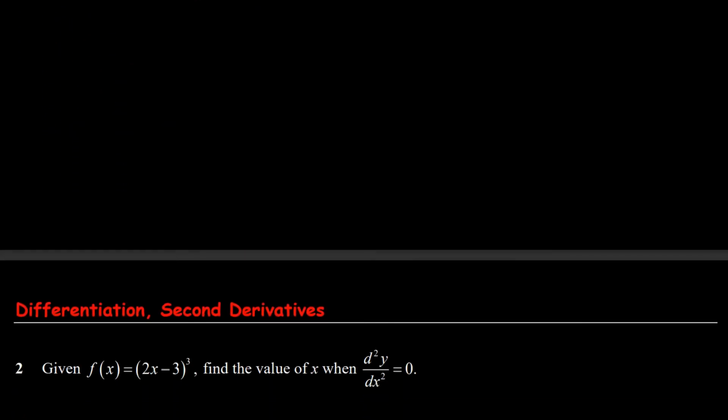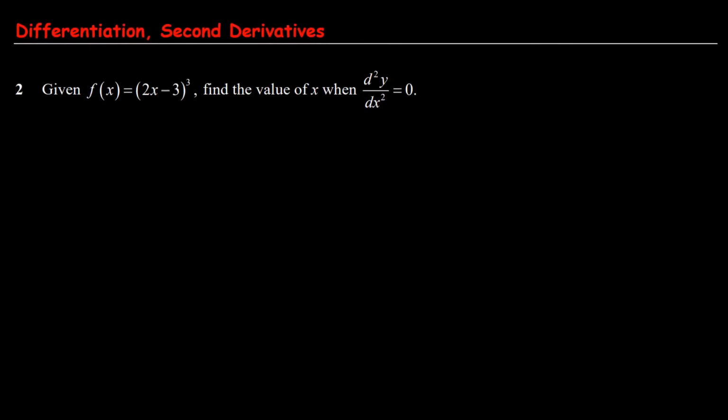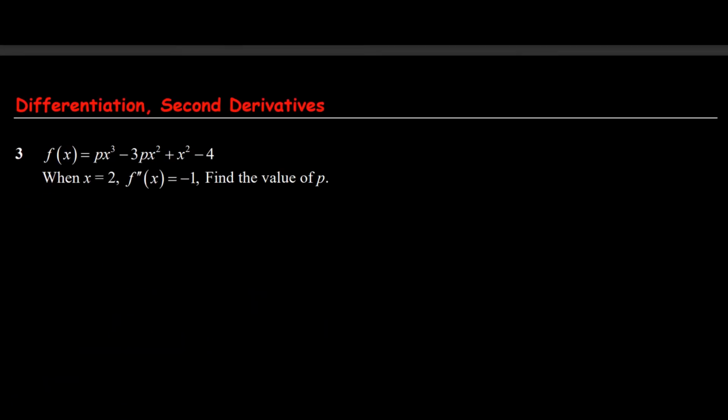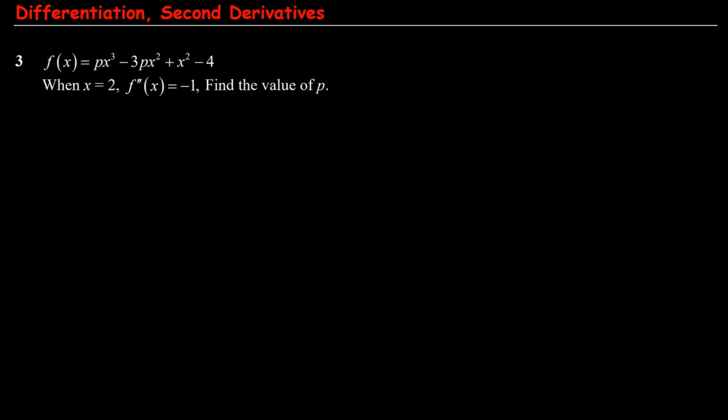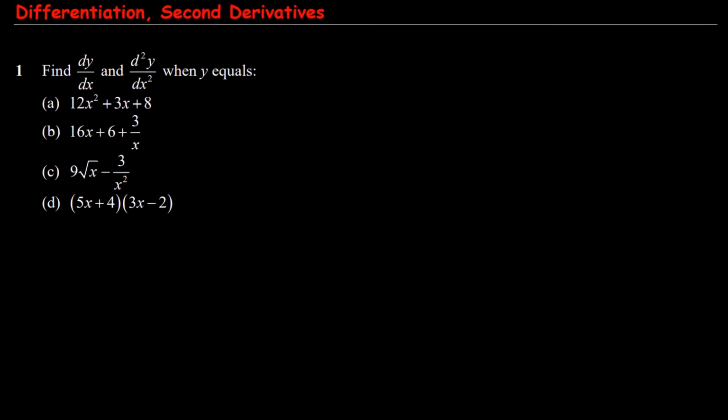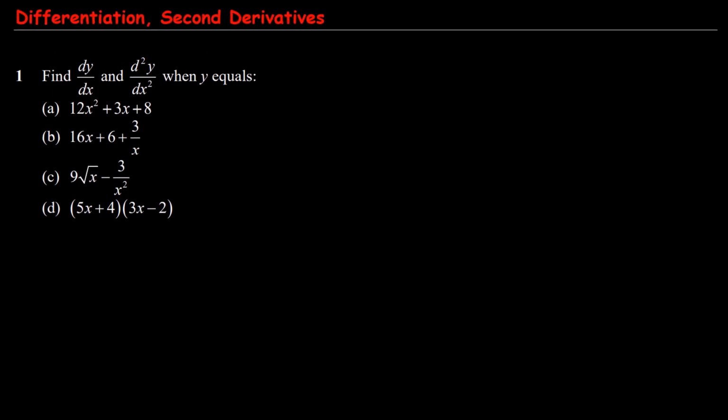So question one, this, then another one, if a function of x is given, then how to find out the x if the second derivative value is given 0. And the last question we're going to discuss here, the third one, is another function f(x) equals something, how to find out the value of p by using the second derivatives. So the second derivative is actually second time differentiation. Let me get started from question number 1.